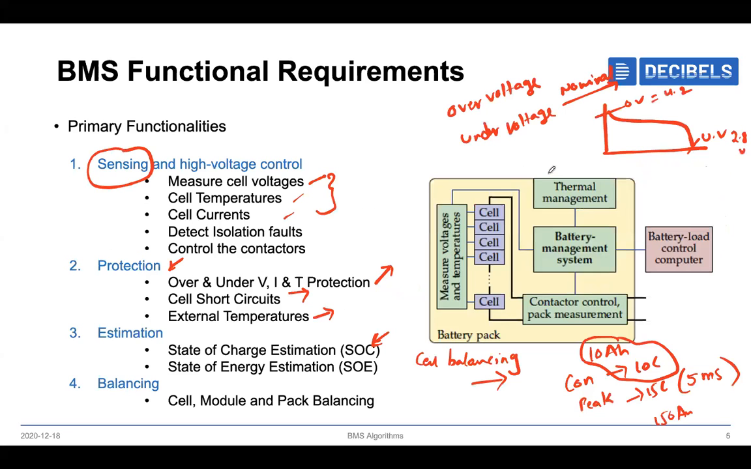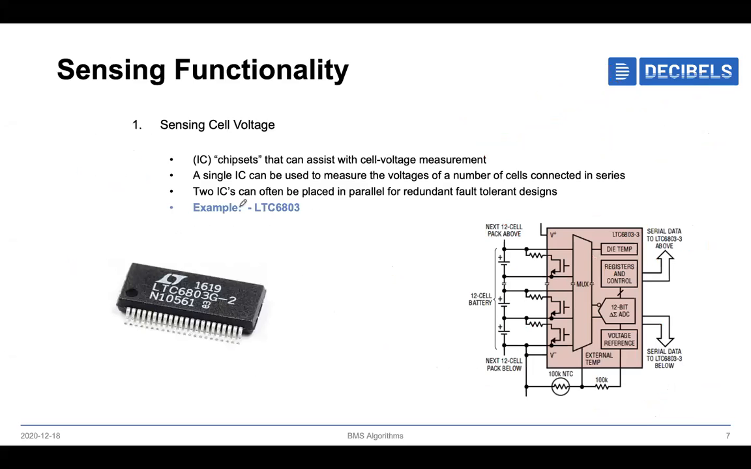So now I'll try to discuss at least one from each of these functionalities. In sensing, I'll discuss cell voltage, cell temperature, and cell current, and how we are going to measure those things. In protection, we'll discuss voltage, current, and temperature, and state of charge estimation. These are the three important things that we are going to learn in this webinar.